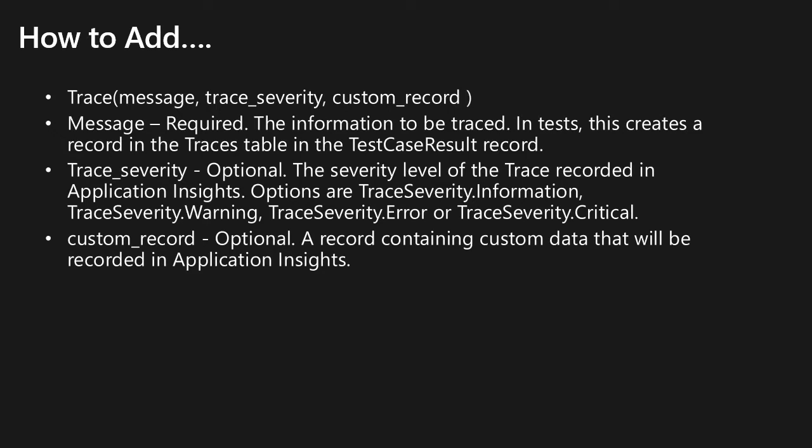For trace severity and custom record, these are both optional. The trace severity is where we could say, hey, we want this to be an informational versus warning or error critical. Depending on how you set that up, that can impact any sort of alerts downstream. So be mindful of how you would determine what is considered, say, an information warning versus an error critical, and we'll cover that here in a little bit. Finally, the custom record allows us to add custom data that will be recorded in App Insights. This will be populated in the custom dimensions table, and we'll look at examples of how to populate that here in a second.